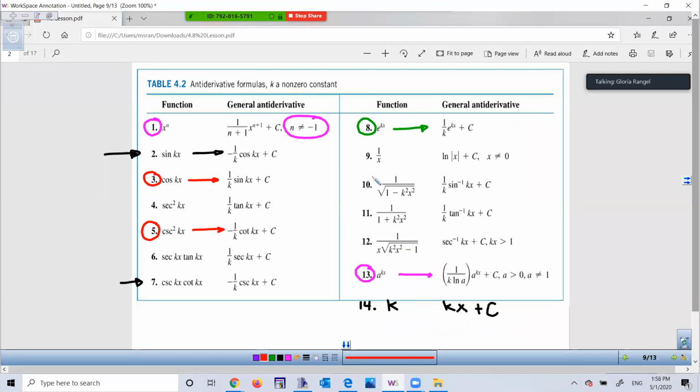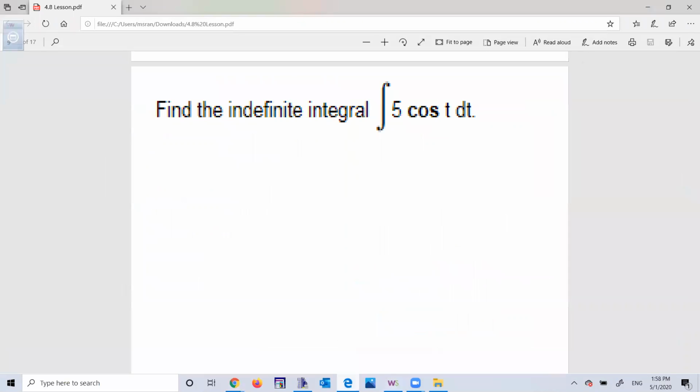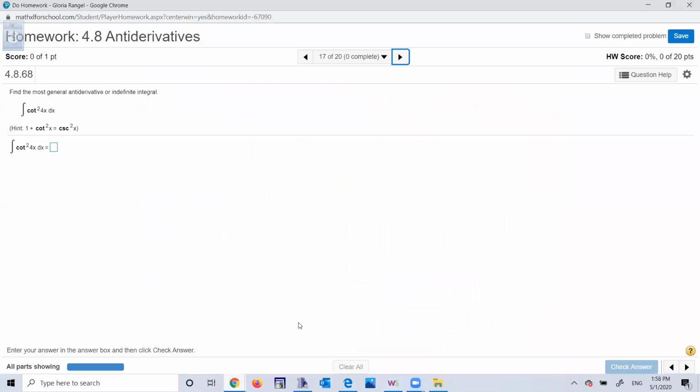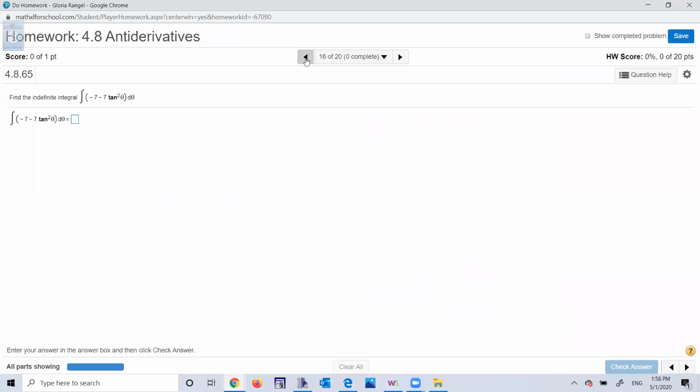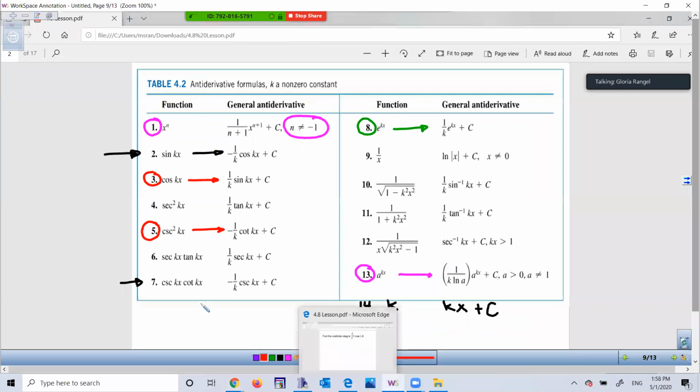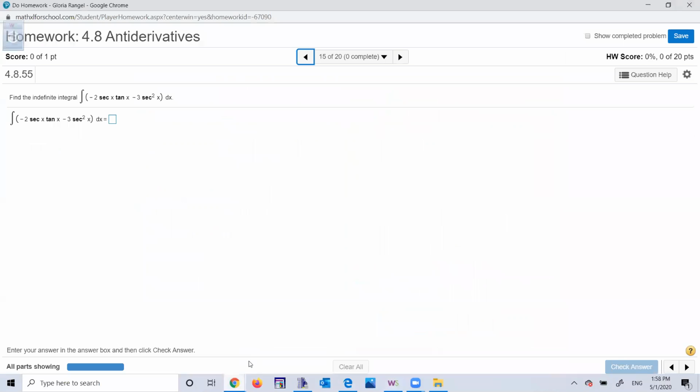Tangent squared, where is tangent squared? No, you're going to need a formula that I need to teach you for that one. So then you're probably not going to be able to do this one. For this one, secant, tangent, I think you have that formula there. Secant, tangent, yes. Okay, so everyone should be able to do, with what I've taught you today, up to problem 15.